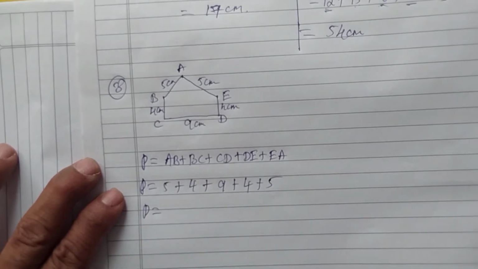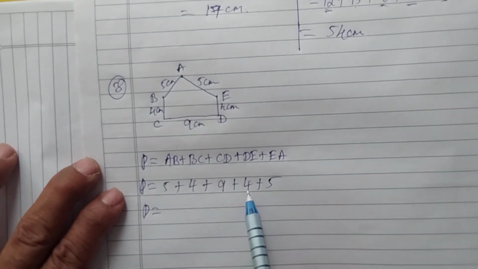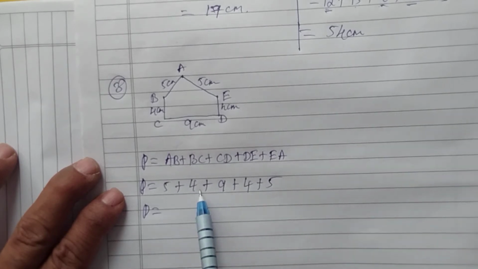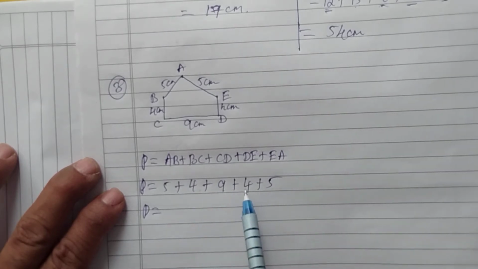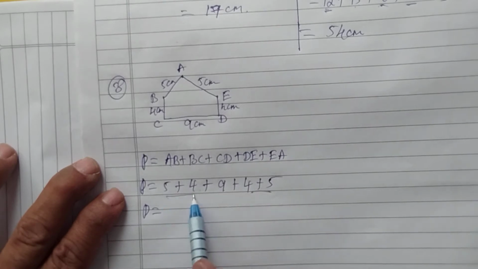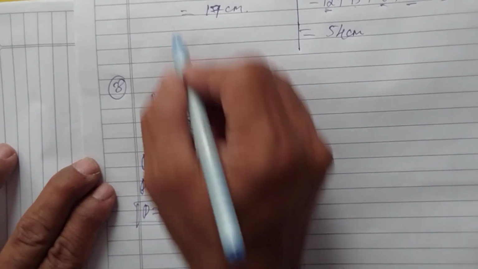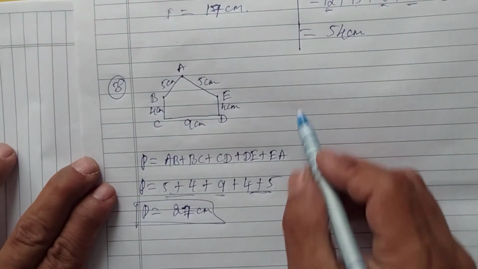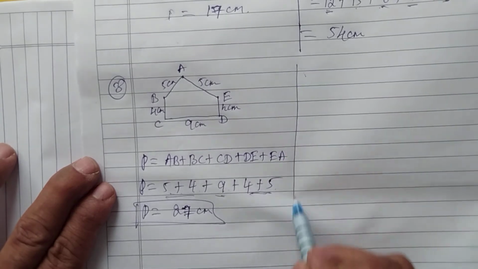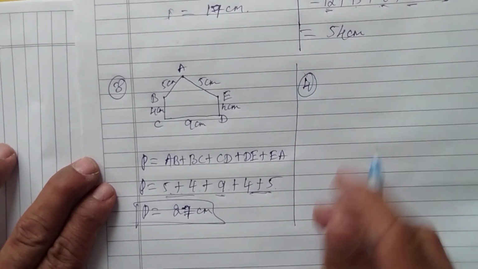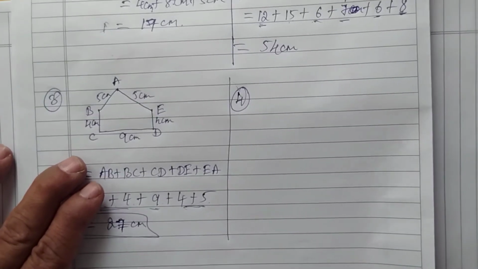Perimeter P is equal to 4 plus 5 is 9, 9, 9. 9 plus 9 plus 9, 9 threes are 27 centimeter. This is the answer of it. Okay, now you can copy also. Fourth one. Okay, now you see.